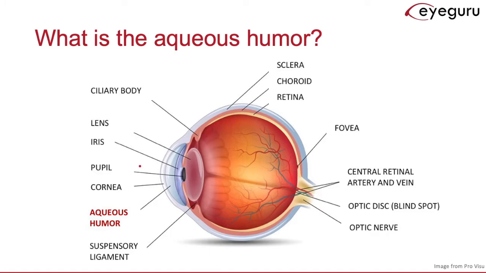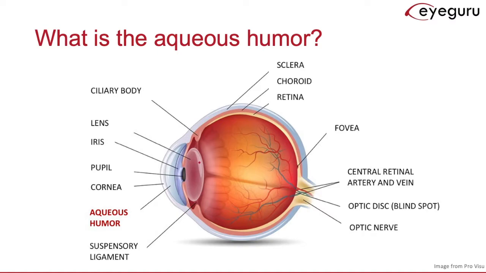First of all, what is the aqueous humor? The aqueous humor is a transparent watery fluid within the eye, and specifically it's found in the front of the eye in the anterior chamber and posterior chamber, which we'll define in the next slide. Note that these are distinct from the vitreous humor, which is found in the back of the eye, and this is a transparent gelatinous tissue behind the lens.